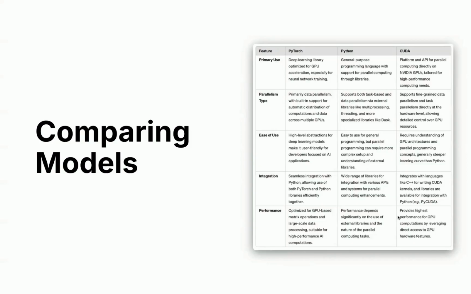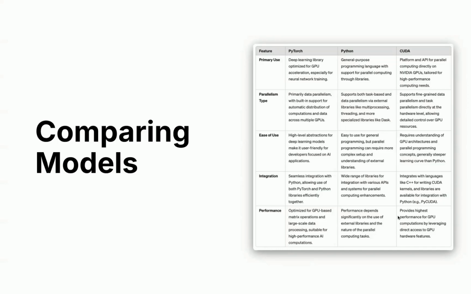So PyTorch is a framework within Python. And then CUDA is the platform and API for parallel computing directly on NVIDIA GPUs. This is tailored for high performance computing needs. I would say for most GPU computing applications, my go-to recommendation would be to utilize PyTorch within Python or PyCUDA within Python. Python is just a really easy to use programming language.